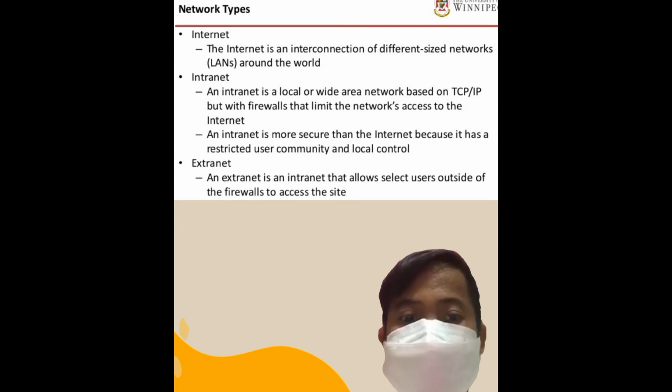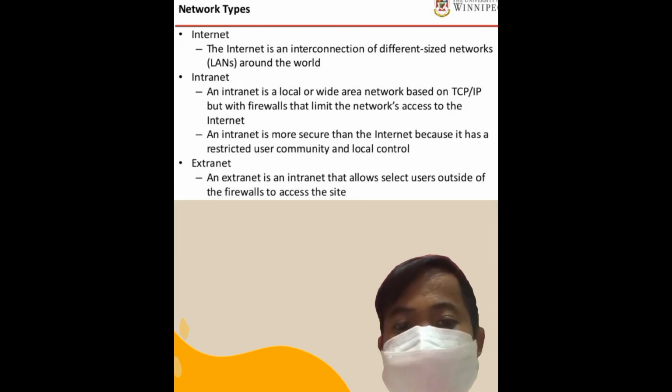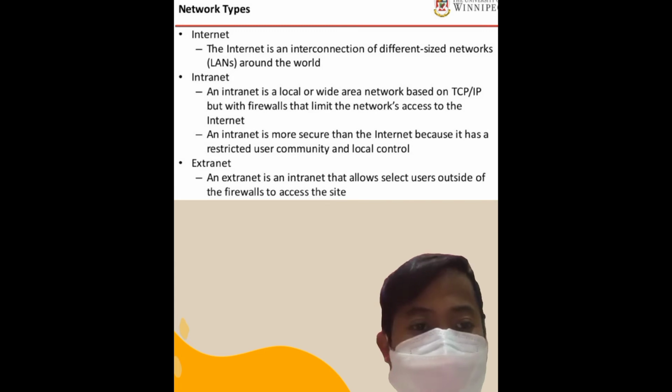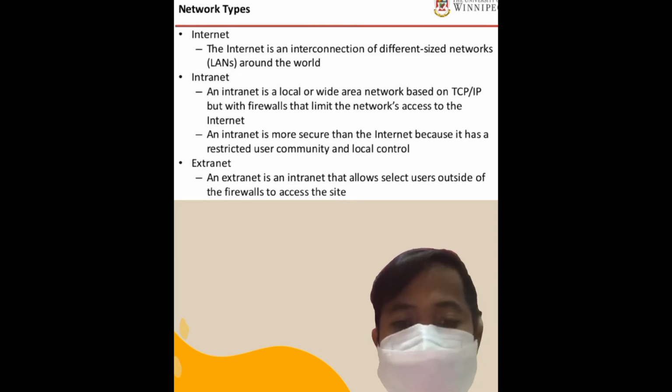Intranet. An intranet is a local area network based on TCP/IP but with firewalls that restrict network access to the internet. An intranet is more secure than the internet because it has a restricted user community and local control. Extranet. An extranet is an intranet that allows select users outside of the firewalls to access the site.